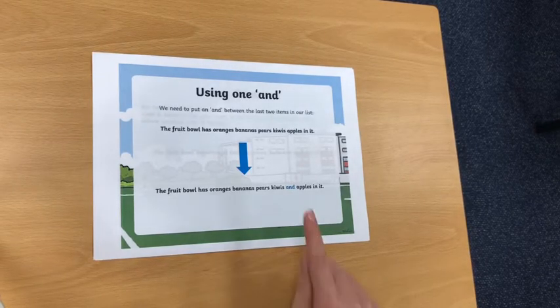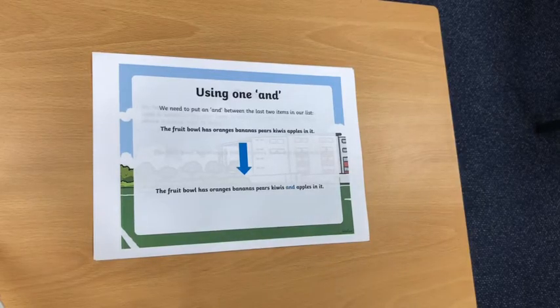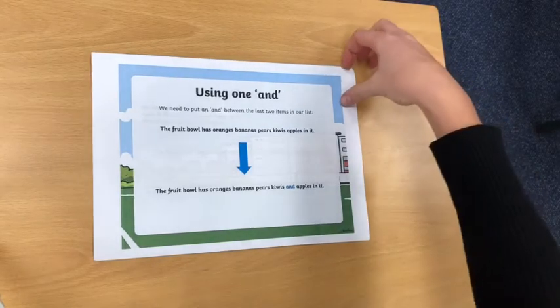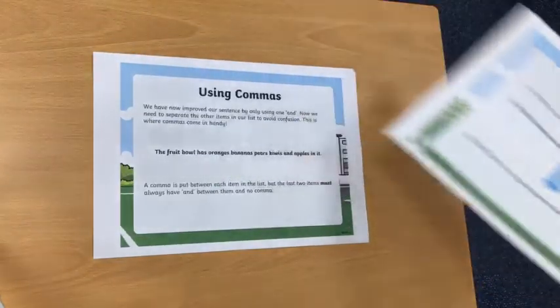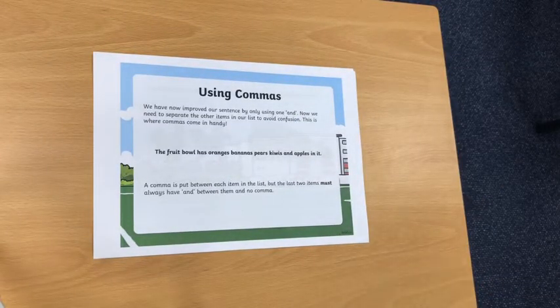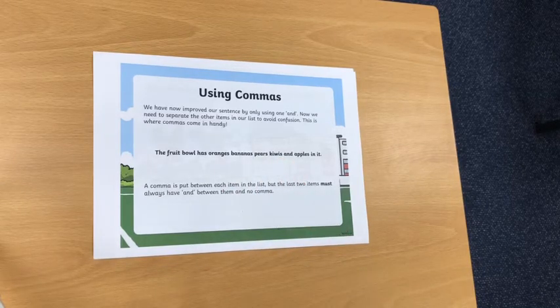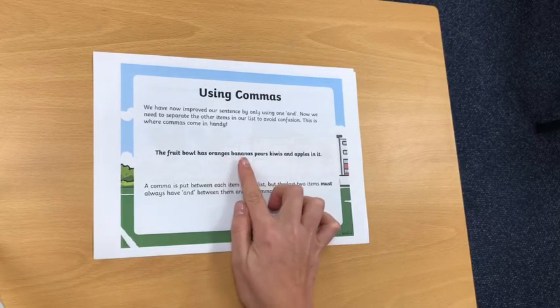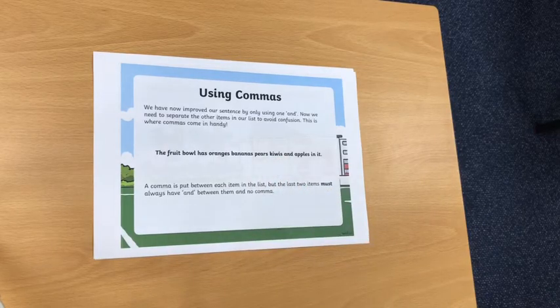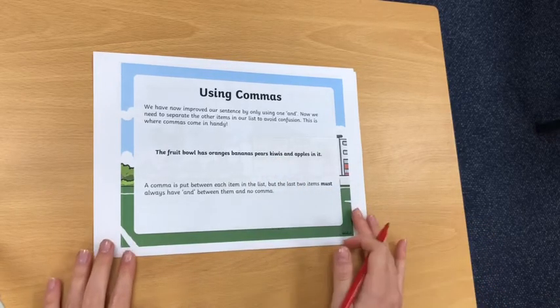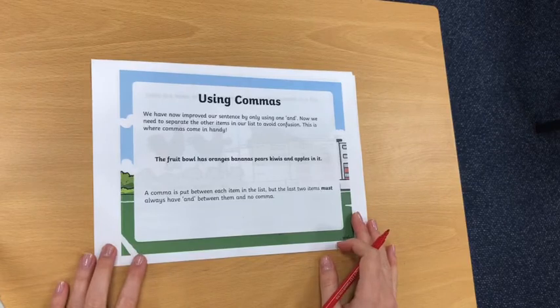Now, we've figured out where and goes, but there is still something missing. Let's see what we need to do now. We need to improve our sentence by putting in commas, because at the minute it's a bit confusing, all these words sitting next to each other. So, where do the commas need to go? They have got to go in between the items in the list. And remember that when I do my comma, it must sit on the line.